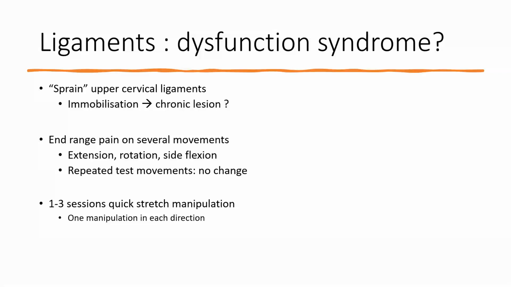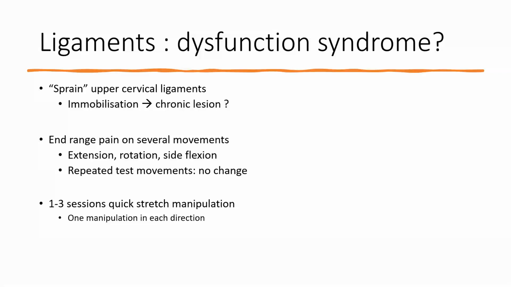because you get capsuloligamentous adhesions. And what you find in your examination, well, you get end range pain on several movements: extension, rotation, side flexion, and of course repeated test movements don't cause any change. When you repeat it 20 times, the same end range pain, it doesn't get worse, it doesn't get better. And after repeating 20 times, what do you feel now? It's not better, it's not worse, no change.